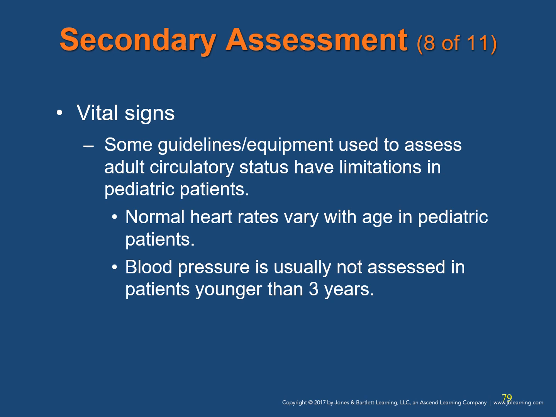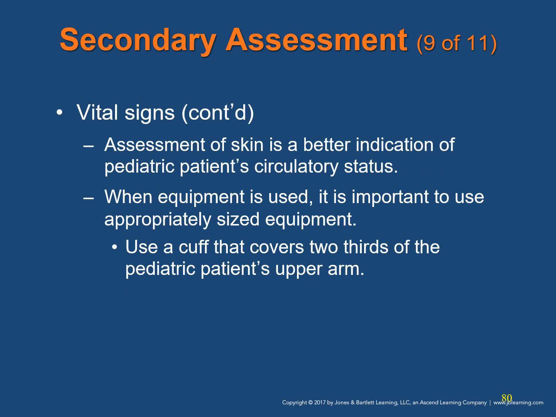Vital signs. Some of the guidelines used to assess adult circulatory status have important limitations in the pediatric patient. Normal heart rates vary with age in pediatric patients. Blood pressure is usually not assessed in pediatric patients younger than 3 years. It offers little information about the patient's circulatory status and is difficult to obtain. Assessment of the skin is a better indication of the pediatric patient's circulatory status, and it is important to use appropriately sized equipment when assessing a pediatric patient's vital signs.